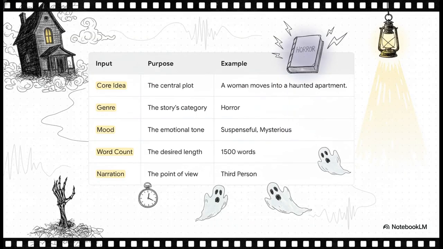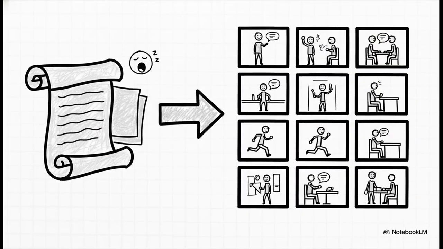So instead of just vaguely asking the AI for a horror story, you give it a structured brief like this. You're basically handing it the architectural plans for your narrative. By defining the genre, the mood, the length, you're forcing the AI to give you something way more focused and way more interesting.